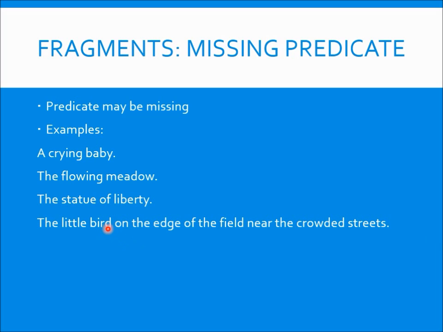The little bird, and where's that bird? He's on the edge of what? Of the field near what? The crowded streets. But the bird is not flying. He's not humming. He's not singing. We don't know what the bird is doing. So this is missing a predicate, creating a fragment. So don't let the length confuse you or trick you into thinking that you have a complete sentence. You still have to have a subject, a who or what, a verb, action or linking, and express a complete thought to have a sentence.